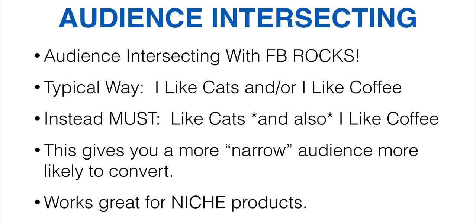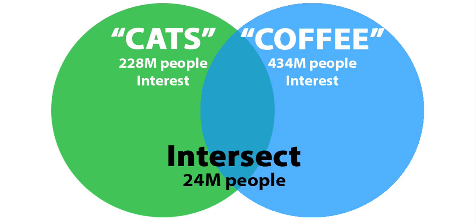And this works very well for niche products, something that has that niche overlap. So it's people that like two specific things in order to qualify for your product. Here's an image I created in Photoshop. I'm very proud of this image because I did it myself. And it gives you a visual idea of what I'm talking about.